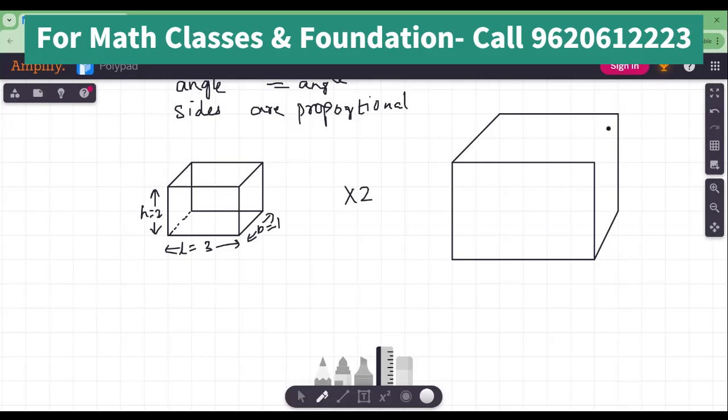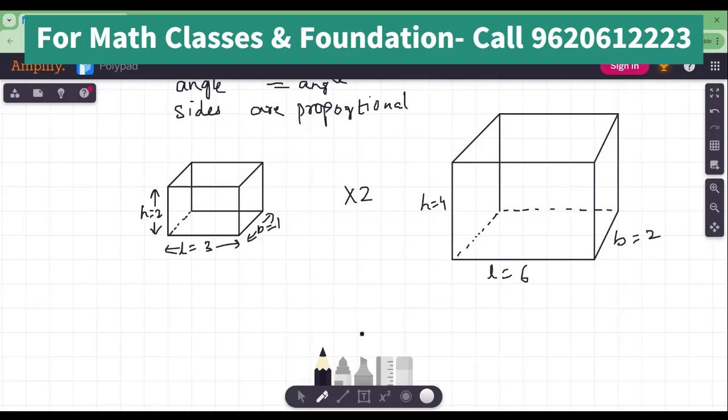Yes. It is not exactly the same as what it would be, and my drawing might not be exact, but I'm saying the length, breadth, and height are all 2 times. This is 6, the breadth is 2, and the height is 4. Now, these two are similar cuboids.